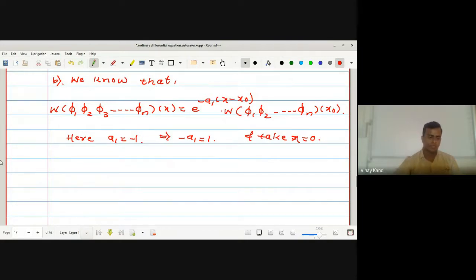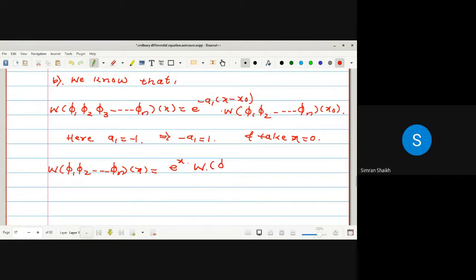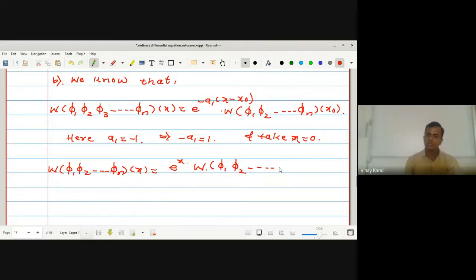ओके, hence we get Wronskian of phi 1, phi 2 up to so on phi n of x, which is equal to e raised to minus a1 means what? x, and x minus 0 is what? x. Okay, so here we get directly e raised to x. Okay, any doubt? No, sir. Wronskian of phi 1, phi 2 up to so on phi n at point 0. Give it as an equation number 3.